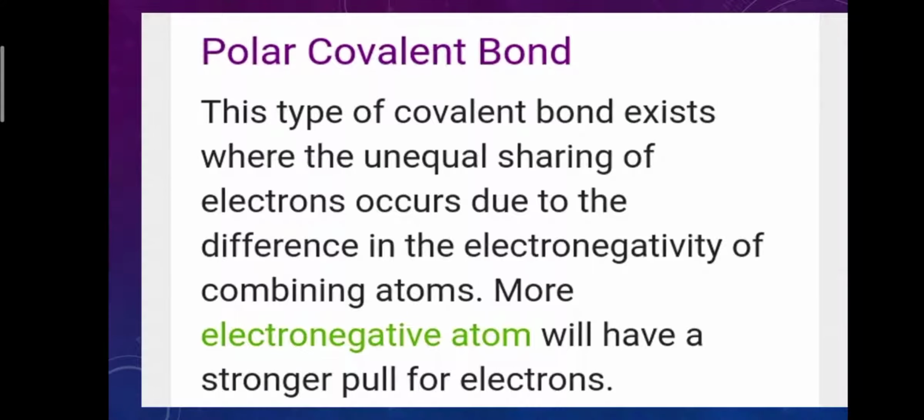Now the polar covalent bond. This type of covalent bond exists where the unequal sharing of electrons occurs due to the difference in the electronegativity of combining atoms. More electronegative atom will have a stronger pull for electrons.